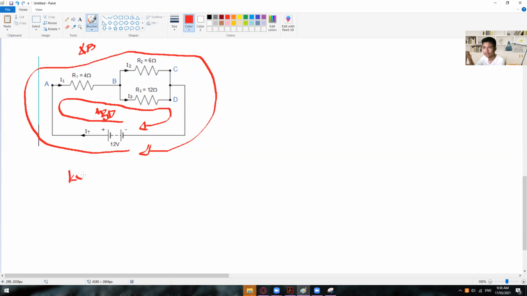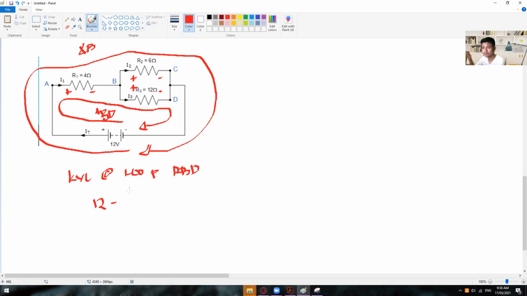So KVL loop 1, or ABD rather. So in here we have positive 12 volts. Again, I always go with the leading signages. So positive, we have here positive, negative, and then positive, negative. So your signages must always be correct, because if this one is already negative and positive, then at the very first your answer is already incorrect. So again, if it will pass through the resistors, of course, it will be a voltage drop. So that is why we have negative in here.